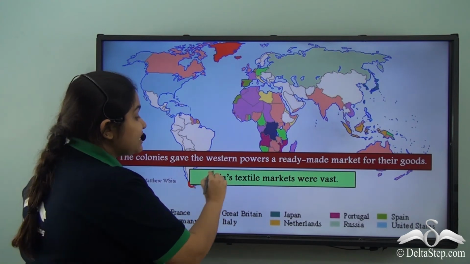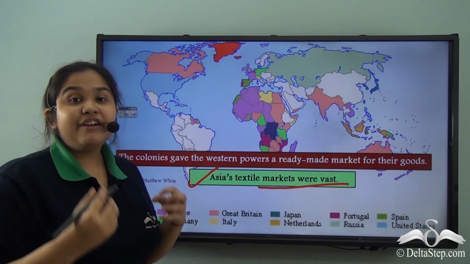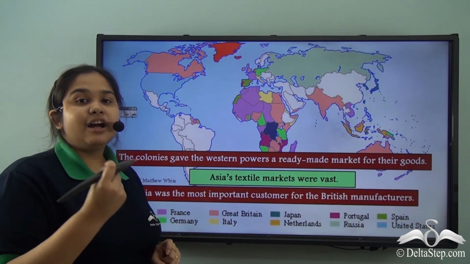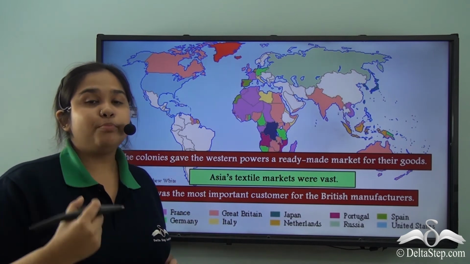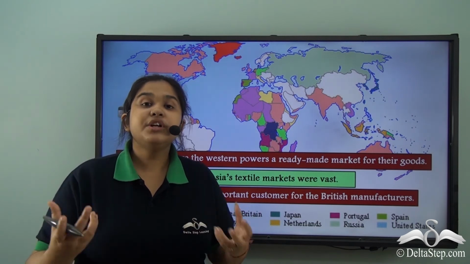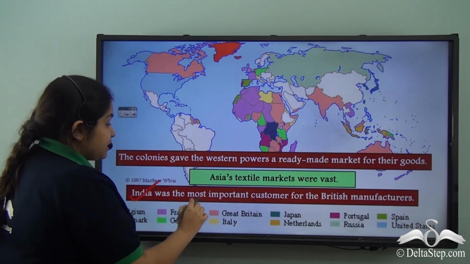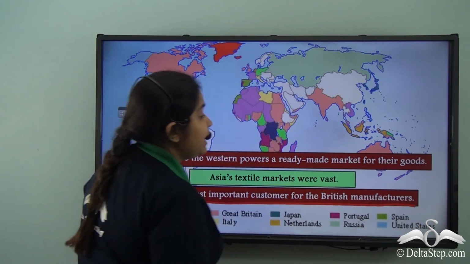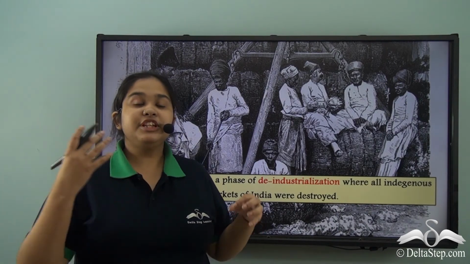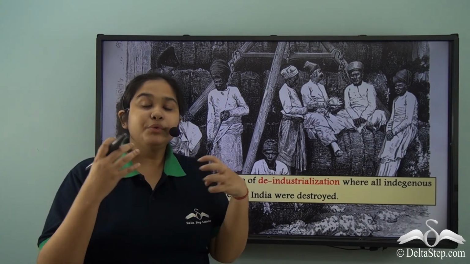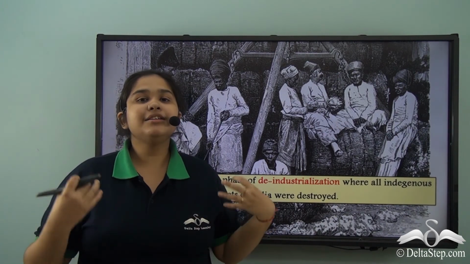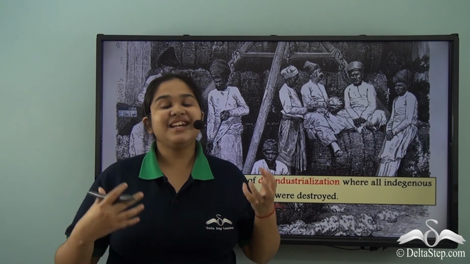In fact, Asia's textile markets were very, very vast at that point of time. Now, if we particularly look at a country like India, which had a very vast population, automatically new products will get accepted sooner in the market. So India was the most important customer for the British manufacturers as well. But in order for these European powers to inject their own products into the markets, it was necessary to clear the markets of the indigenous products that were being produced.